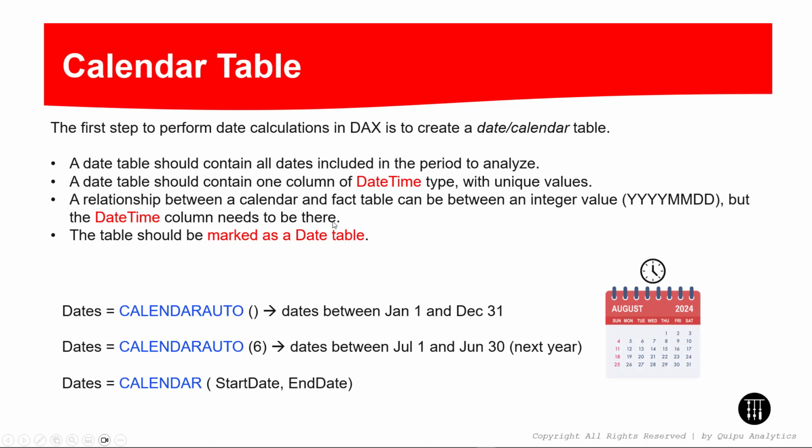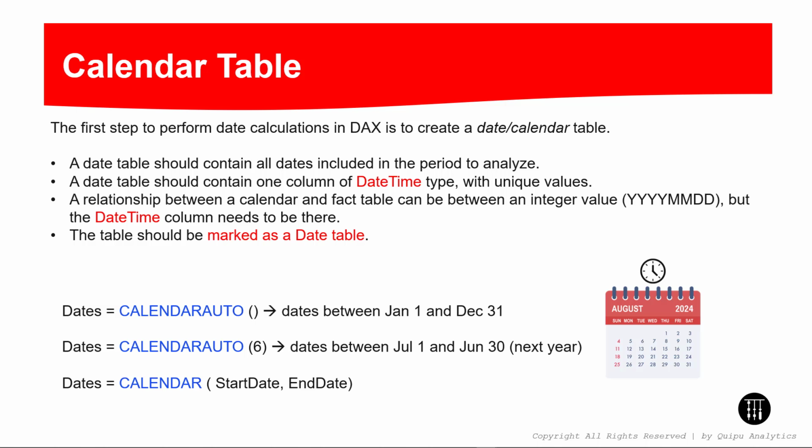Another concept really important here is to mark your calendar table as a date table. And this is important because if the relationship between the calendar table and the fact table is between an integer value, which has this format right here, that is when it's important to mark this calendar table as a date table. If you don't do that, you will get weird results.